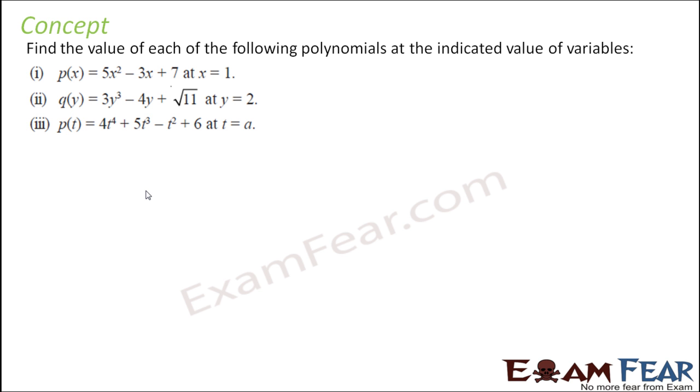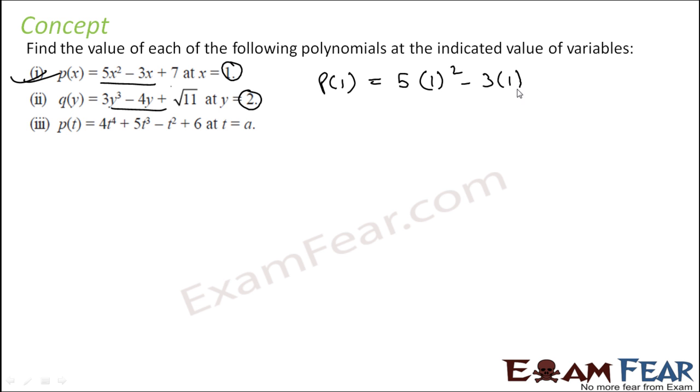Find the value of each of the following polynomials as indicated values of the variables. So we have to find the values of these polynomials at x is equal to 1, for this at y is equal to 2, and for this at t is equal to 1. So first I am trying to solve p of 1, right? That will be nothing but 5 into, replace x with 1, minus 3, x with 1 plus 7. So if you solve this, this becomes 5 minus 3 plus 7. 5 minus 3 plus 7 is 9.